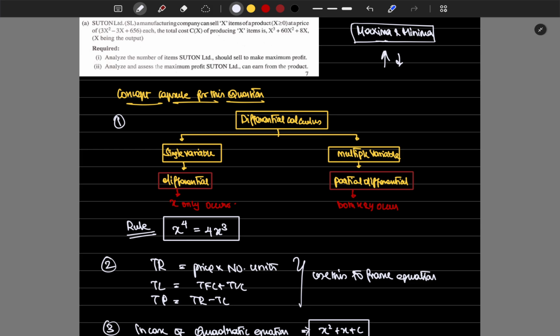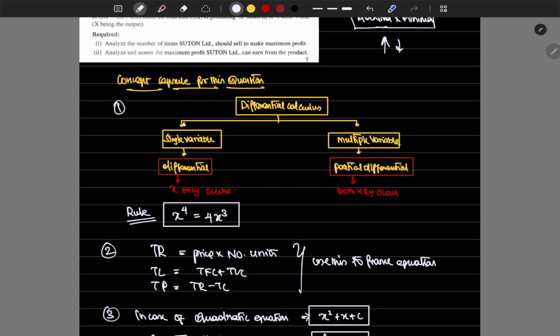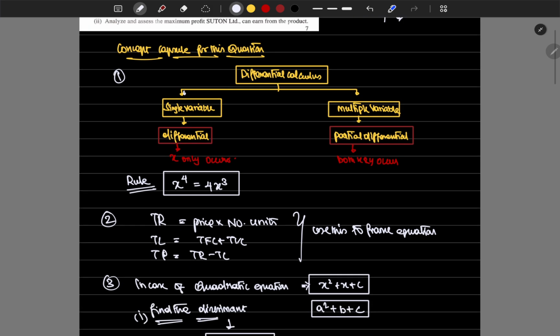Let's not deep dive into the concept. Overall, what we have to know is that differential calculus may involve a single variable, which is x only, or multiple variables, both x and y. If only x occurs, the problem will be simple. This problem also involves only the x variable.